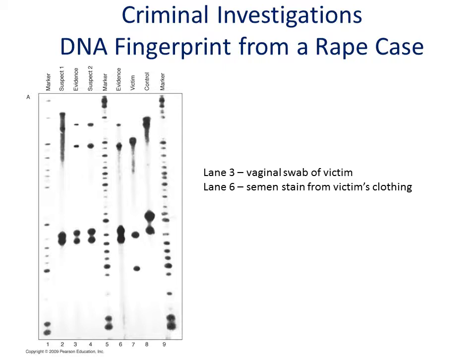And what you can see is that, especially if you're looking at the evidence 1 as well as the suspect 2, there's a very strong match in terms of basically the semen that was taken from the victim from the vaginal swab. So it appears that suspect 2 is indeed the criminal in this case.